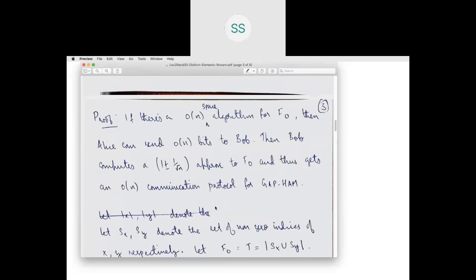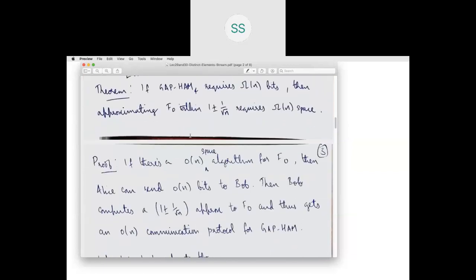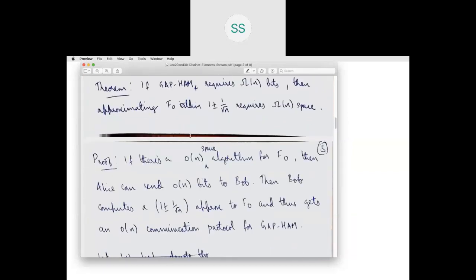What is the template of the proof? It's a reduction from gap Hamming to f0. So that means if f0 is possible in small space, we will convert it to a protocol for gap Hamming. Suppose there is a sublinear space algorithm for f0, right?